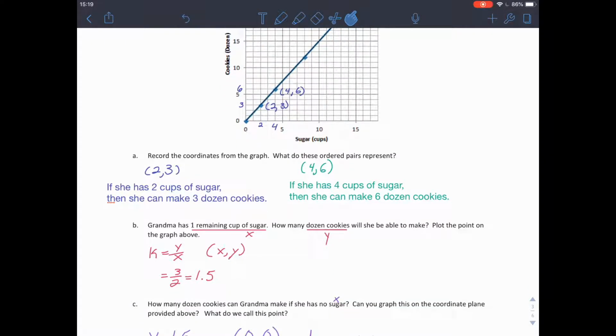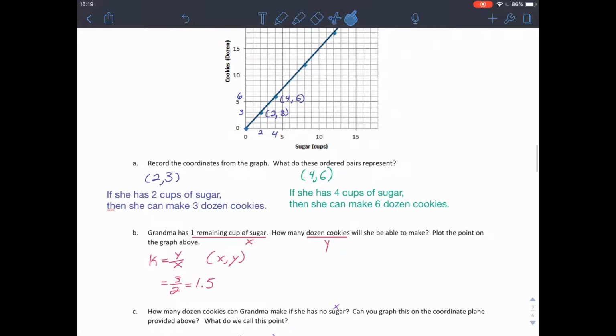How many dozen cookies can Grandma make if she has no sugar? Can you graph this on the coordinate plane provided above? What do we call this point? You can use what we've talked about in previous videos with equations or our fact families to take the 0 sugar for x and solve to see how many dozen cookies, y, Grandma can make.